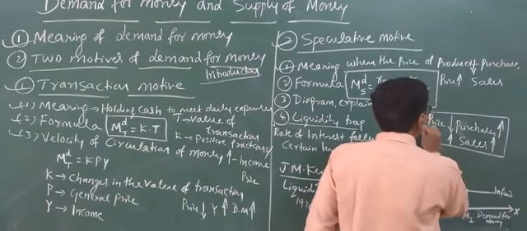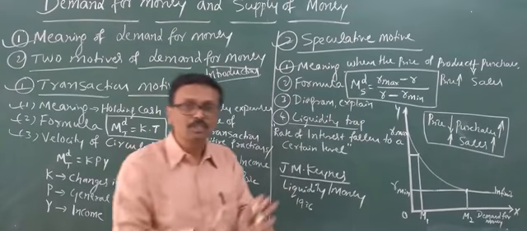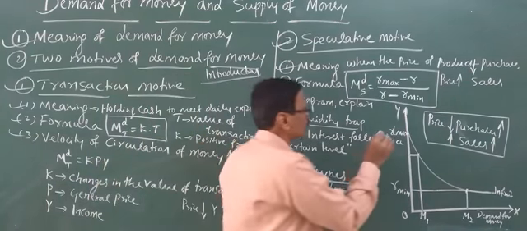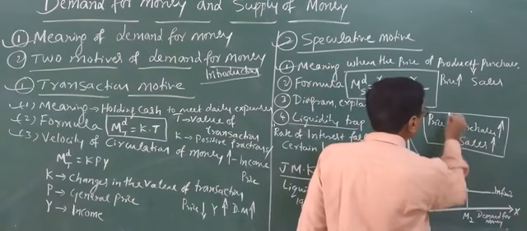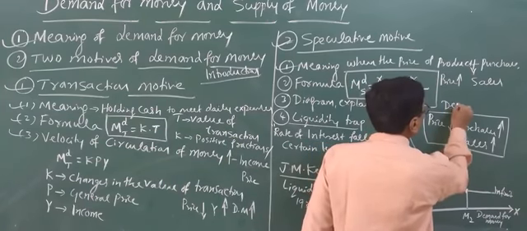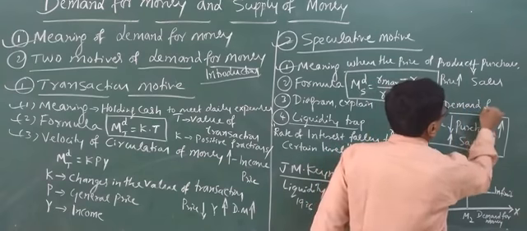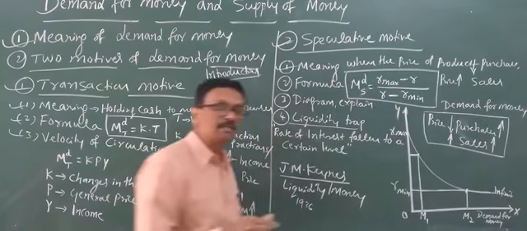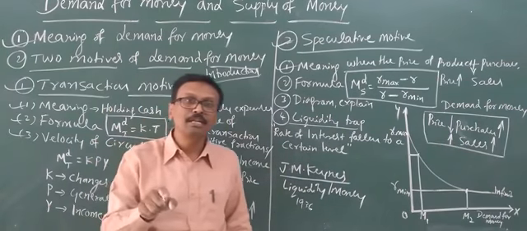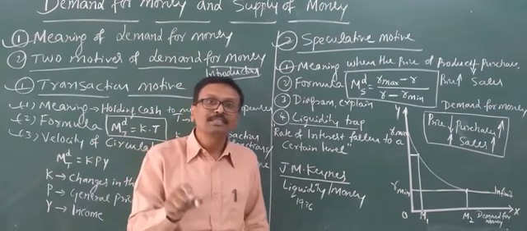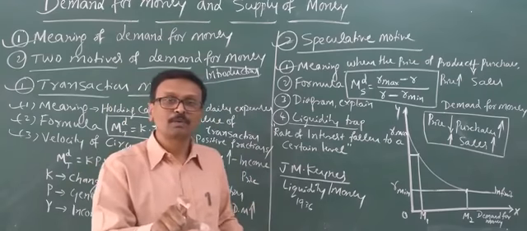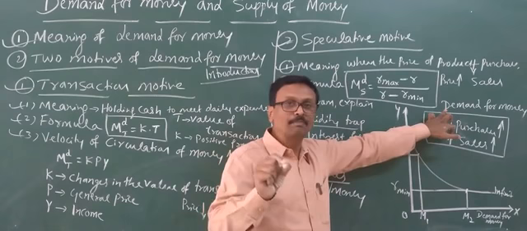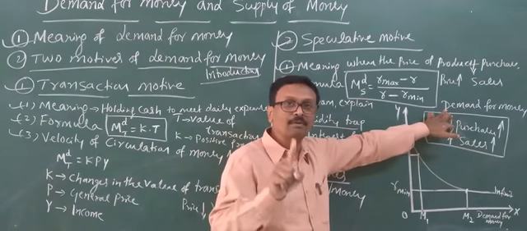The speculation process can be created by the speculators in the share market. Those speculators create a demand for money. Demand for money arises. Demand for money is a derived demand, derived from the speculative motive.